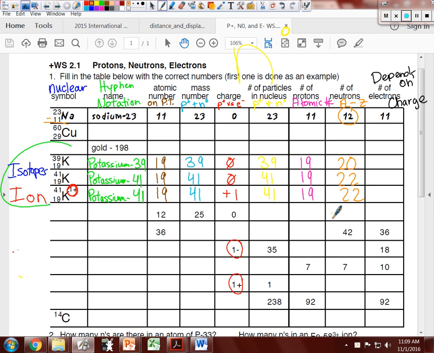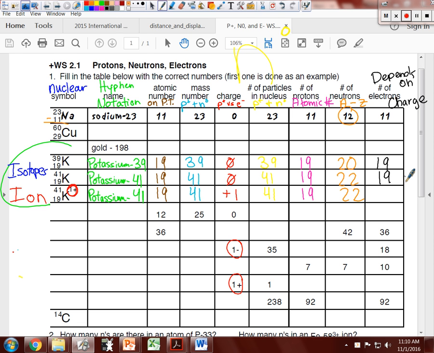All right, and last but not least is the number of electrons. And up there in the very top, we said the number of electrons depends on what thing? The charge. Everybody with me? Okay. So, the ones that are neutral, which are the first two, since it's neutral, how do the electrons and the protons compare? They're the same. Well, how many protons do you have in the first two? 19, so that means you have how many electrons? 19 each.